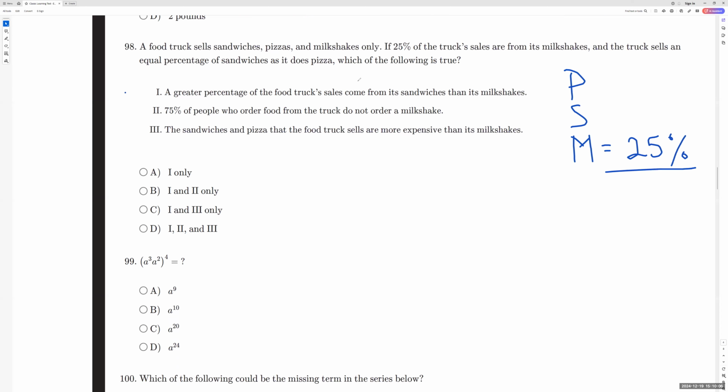We know that all the cells have to add up to 100%. So that means that between P, which is pizzas and sandwiches, there is a 75% sales. Okay, so together, right? Together, pizzas and sandwiches is 75%. So let's see what number 1 says. A greater percentage of the food truck sales come from its sandwiches than its milkshakes.